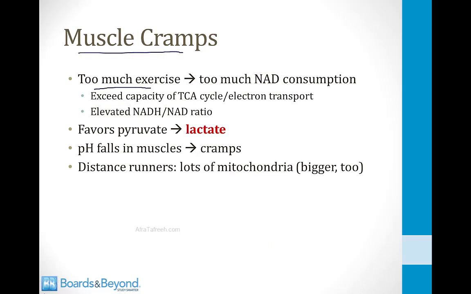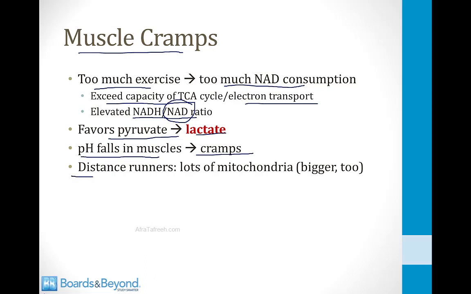When you exercise too much, you consume too much NAD and you exceed the capacity of the TCA cycle and electron transport. You have an elevated ratio of NADH to NAD. This favors the conversion of pyruvate into lactate to get that NAD back that muscles need. This means the pH will fall in muscles and this is what leads to muscle cramps.